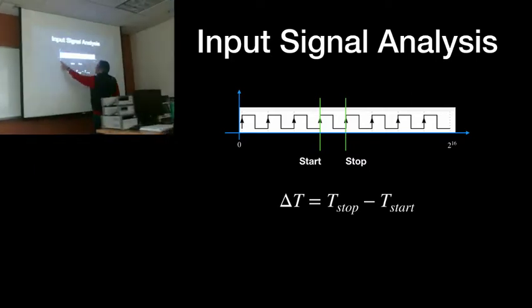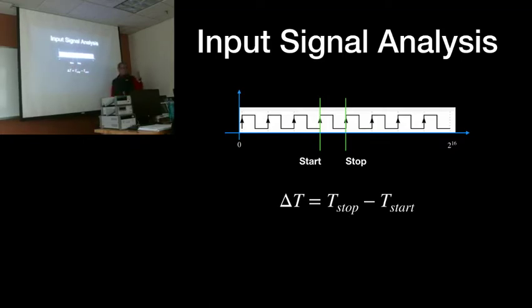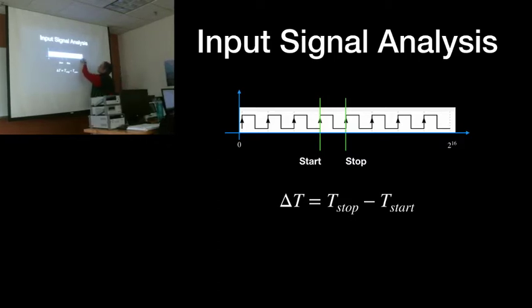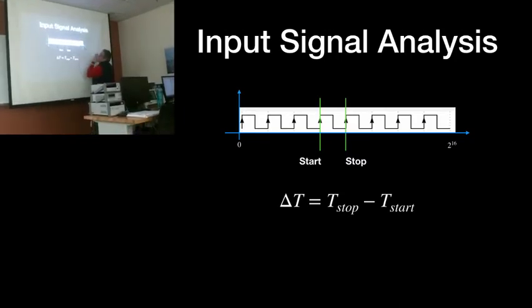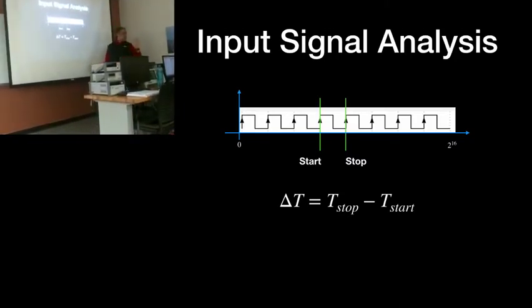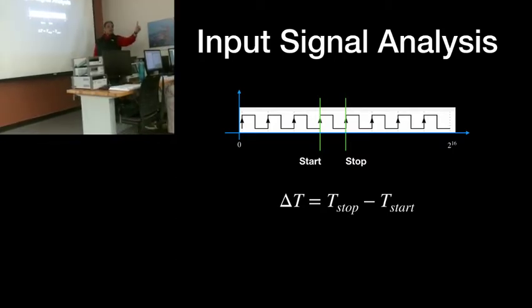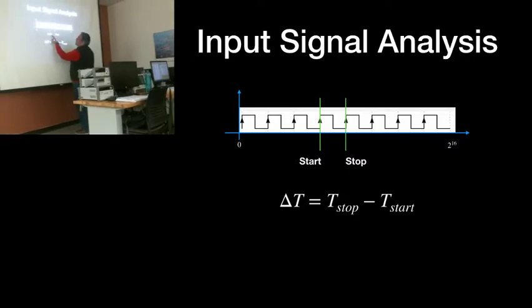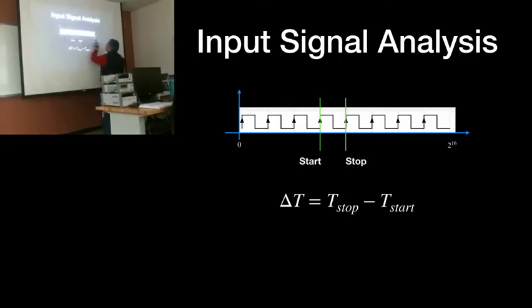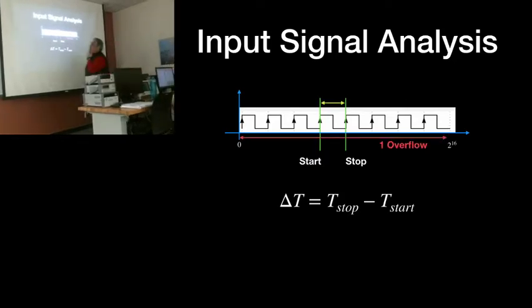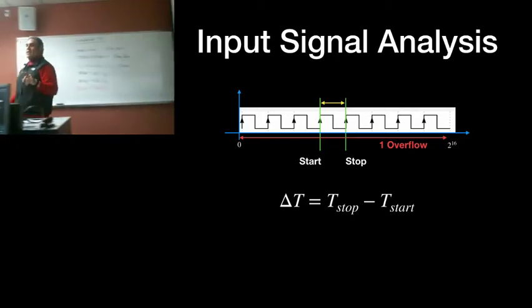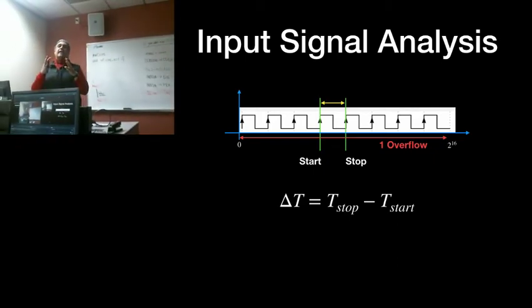So the watch for this problem starts at 0 and ends at 2 to the 16 minus 1. I'm just going to write 2 to the 16 so it doesn't take too much space, but you get the idea. I have 2 to the 16 counts in one full clock cycle, and I'm going to call that one overflow. Any measurement of start versus stop that falls within one overflow is calculated that way.